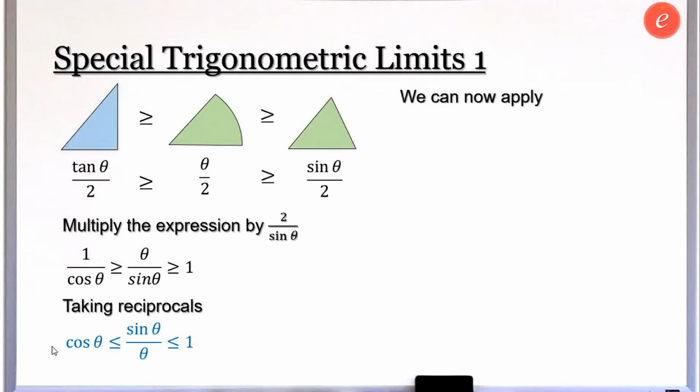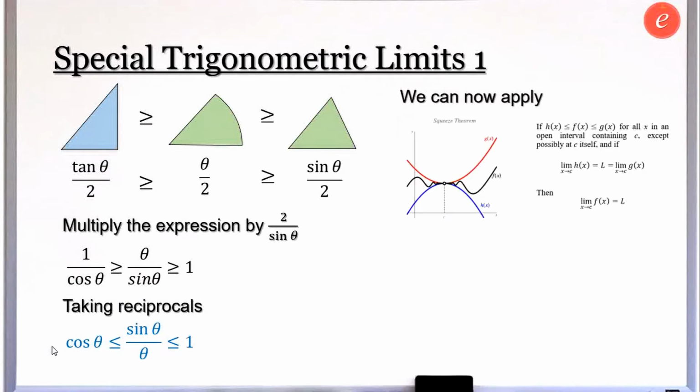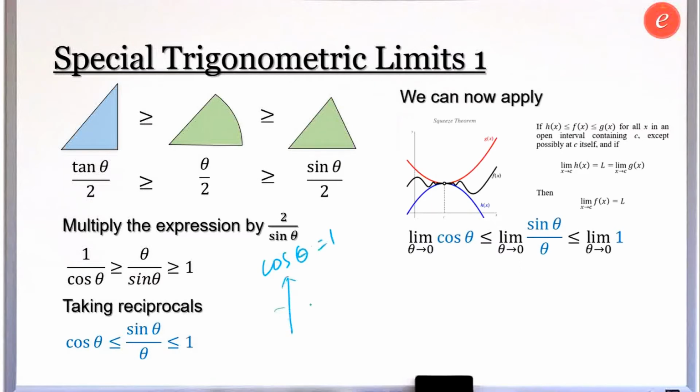We can now apply the Squeeze Theorem from earlier. Finally, it's useful, right? So we take the limit as theta approaches 0 of cos theta, which is smaller than or equal to the limit as theta approaches 0 of sin theta over theta, which is smaller than or equal to the limit as theta approaches 0 of 1. Note that cos 0 equals 1 from the graph of cosine, which is something like this. This is 1, and the limit as theta approaches 0 of 1 is still 1. Therefore, we'll have this.